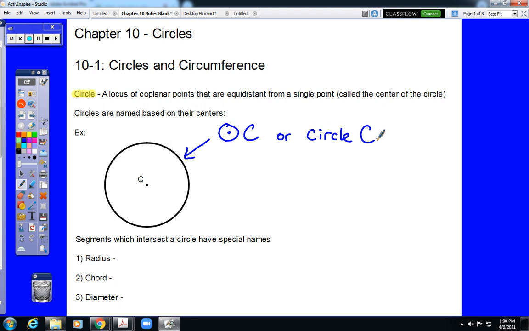Now in terms of line segments dealing with a circle, there are three types of line segments that are going to be important to us in this unit. The first is a radius. What is a radius? Half of the diameter, okay. What does it connect? The center to anywhere on the circle, right? So a radius is a line segment connecting the center and any point on the circle.